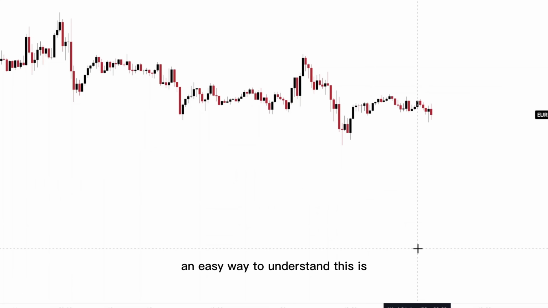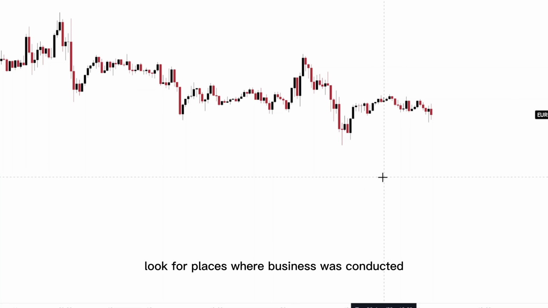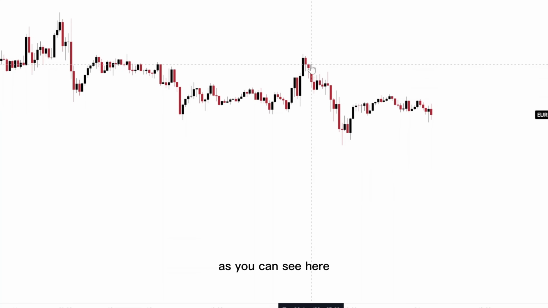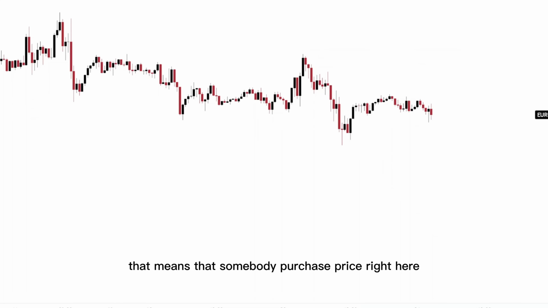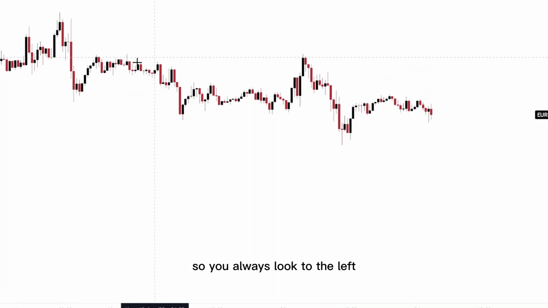So an easy way to understand this is look for places where business was conducted. As you can see here, price was sold heavily. That means that somebody purchased price right here. So next thing you'd want to do is look at context based off what this price was sold. So you always look to the left.